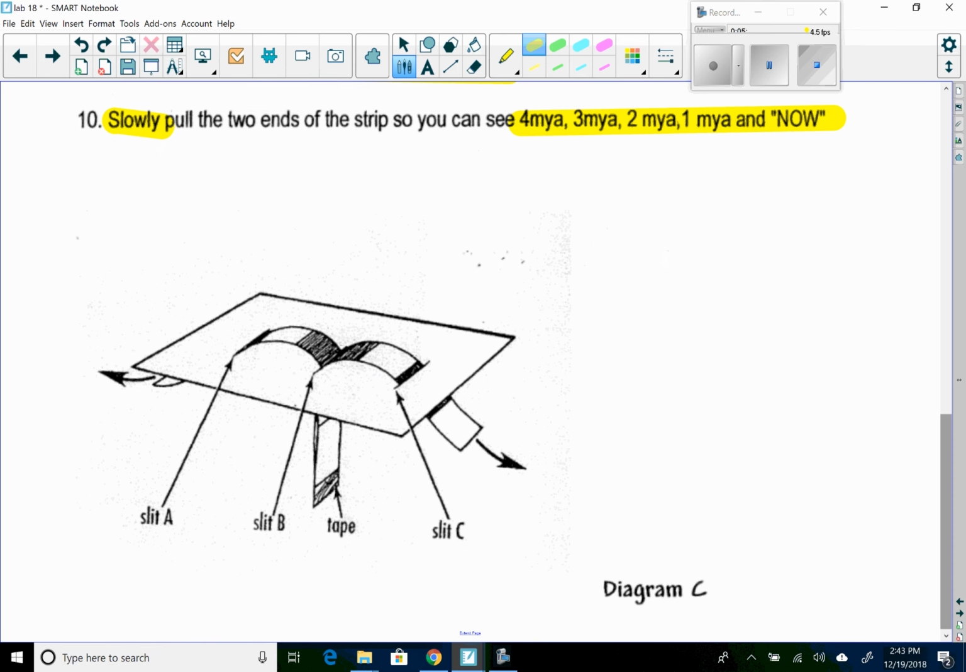And this is the diagram showing you how to put in the slips. That way you can see the subduction zones in the new magma. This is diagram C.